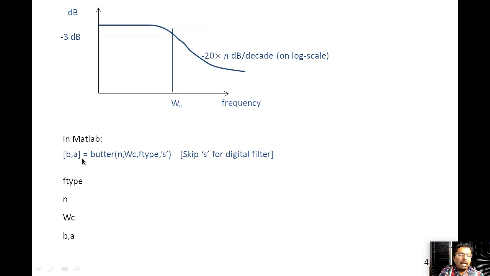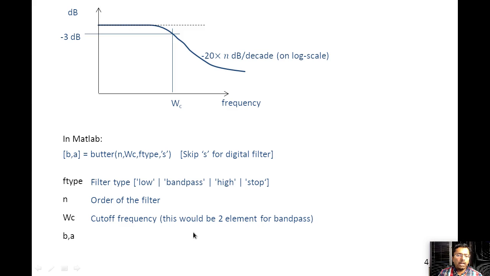So in MATLAB, you'd use the command [b,a] = butter(n, wc, f type, 's'). The 's' is used for denoting that it's going to be a continuous type. The f type is the filter type, which is going to be low, bandpass, high, or stop. This is actually going to be a string input, so you put this within single quotes. N is the order of the filter, which also denotes the drop off here. WC is the cutoff frequency.